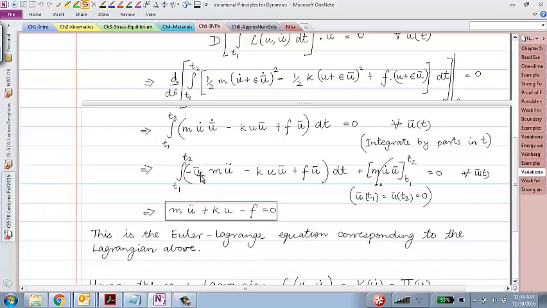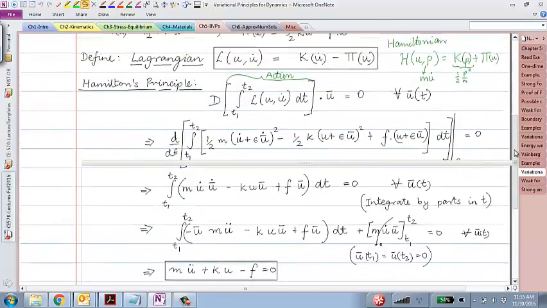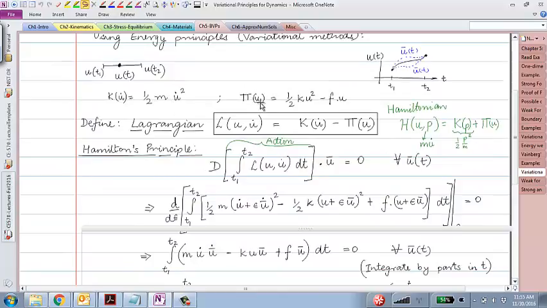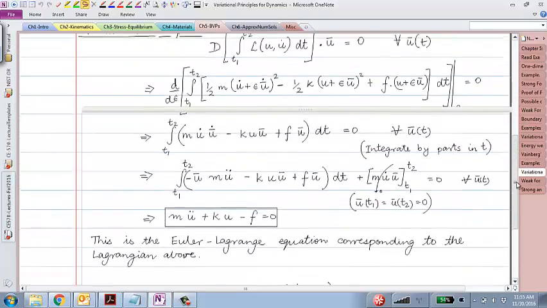You will see that what we get is u bar times (m u double dot plus k u minus f), which tells me that for this expression to be 0 for all possible u bar, the only way that can happen is if m u double dot plus k u minus f, which is this equation, must go to 0. So starting from the definition of kinetic energy, potential energy, writing an energy functional, taking the minimization of that, exactly what we did for the static problem, gives me now the equation of motion for a dynamic problem.